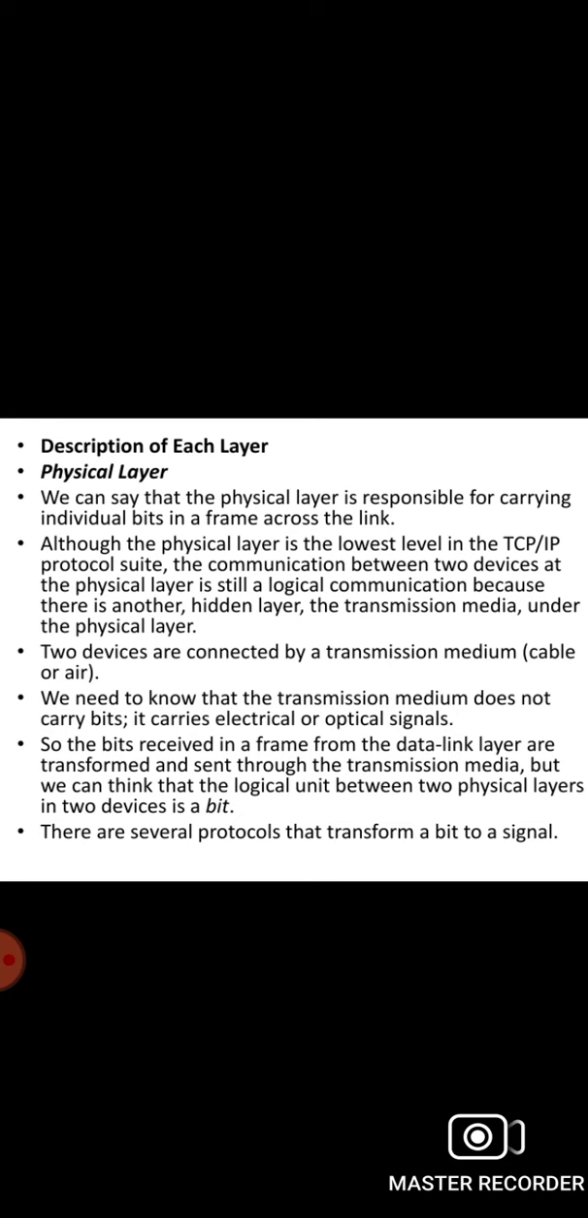Two devices are connected by a transmission medium. We need to know that the transmission medium doesn't carry bits, it carries electrical or optical signals. So the bits received in a frame from the data link layer are transformed and sent to the transmission media, but we can think that the logical unit between the two physical layers is a bit. So there are several protocols that transform a bit into a signal.